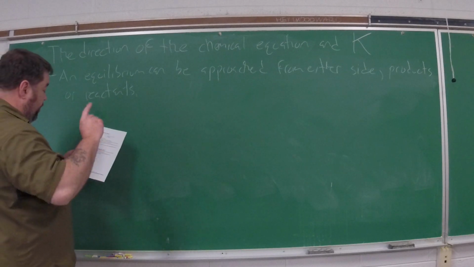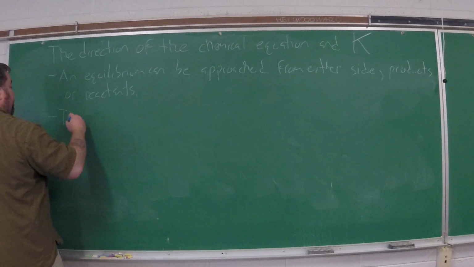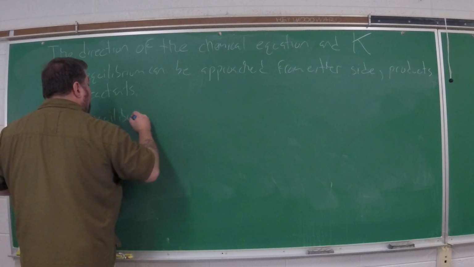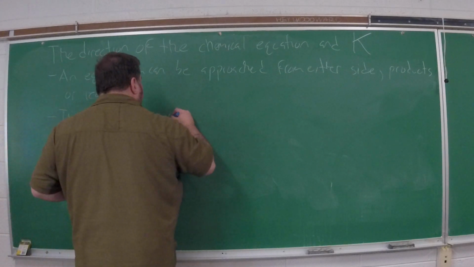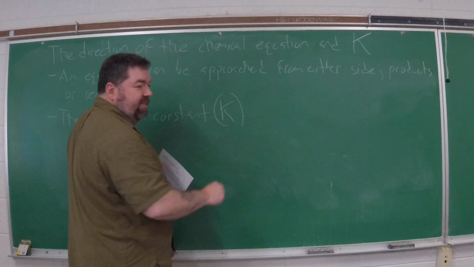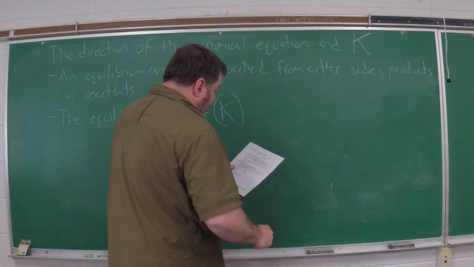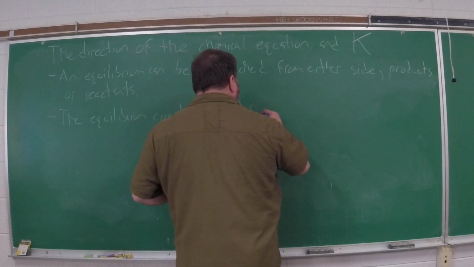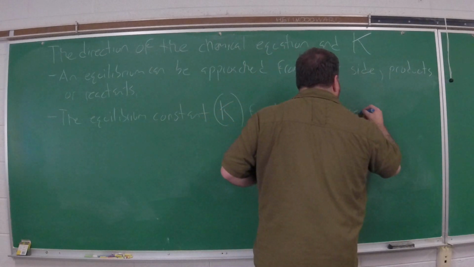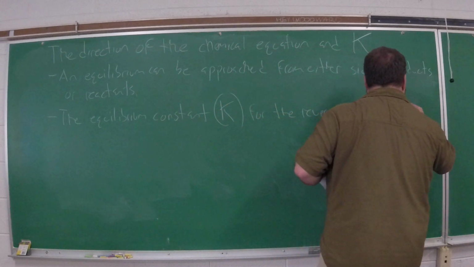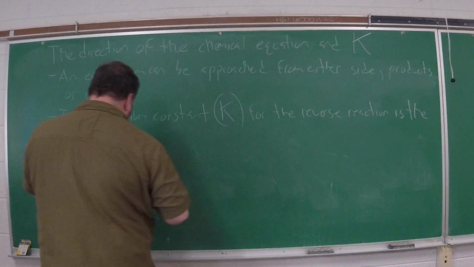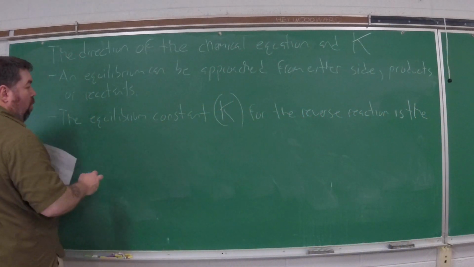However, this part is new, okay? The equilibrium constant K, again, Kc or Kp, whichever one, for the reverse reaction is the reciprocal of the equilibrium constant for the forward reaction.